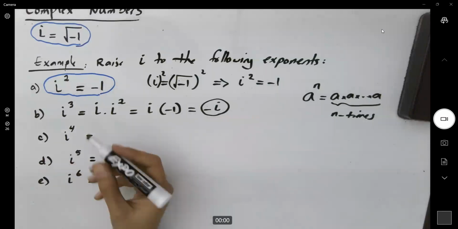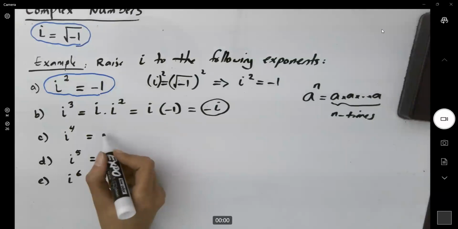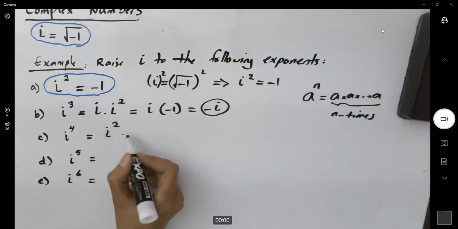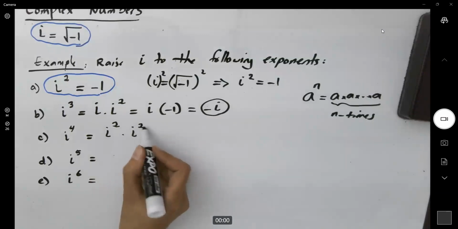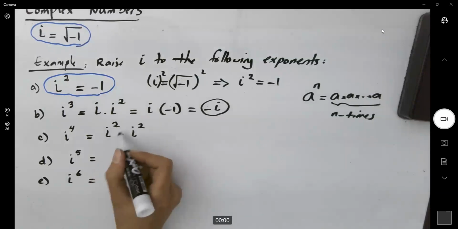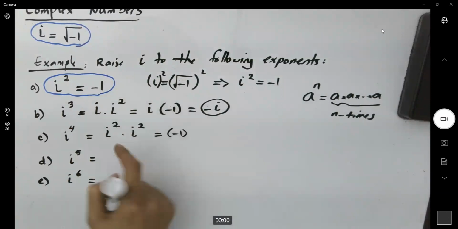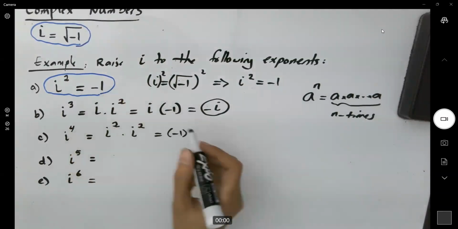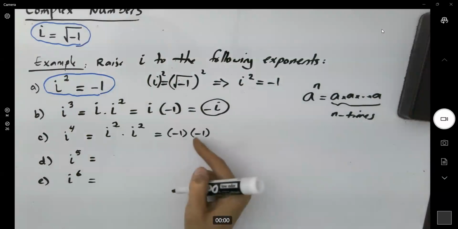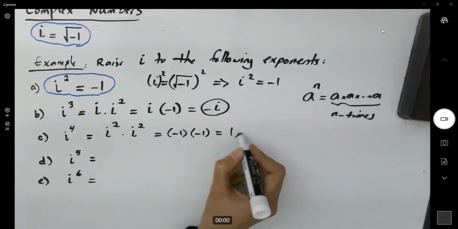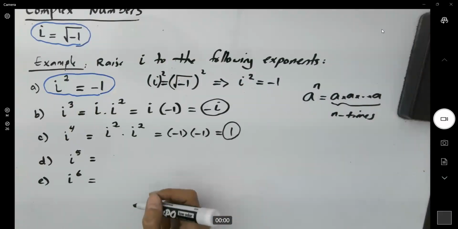What about i to the fourth? Okay, this is interesting. It means that I have i to the second power times i to the second power. But i to the second power is negative 1. Also, i to the second power is negative 1. Negative times negative is positive 1.